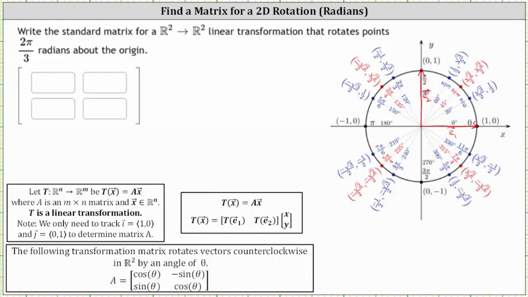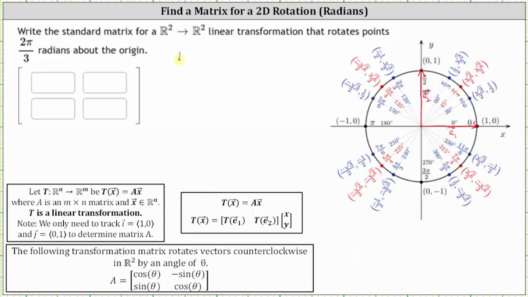We're asked to write the standard matrix or transformation matrix for an R2 to R2 linear transformation that rotates points 2/3 pi radians about the origin. When we have an R2 to R2 linear transformation, the first column of the 2 by 2 transformation matrix is equal to the transformation of the vector E sub 1, or the vector 1, 0, and the second column is a transformation of the vector E sub 2, the vector 0, 1.